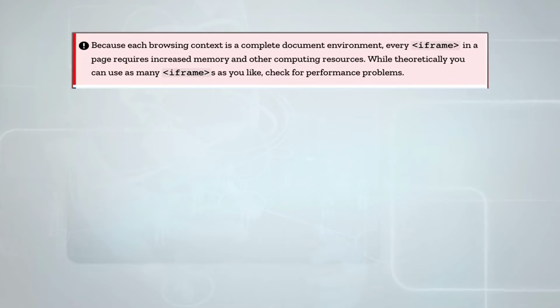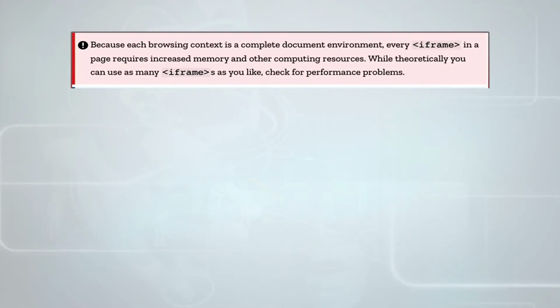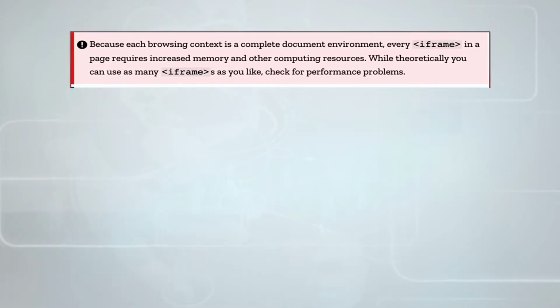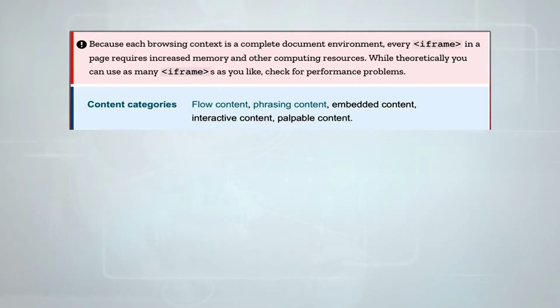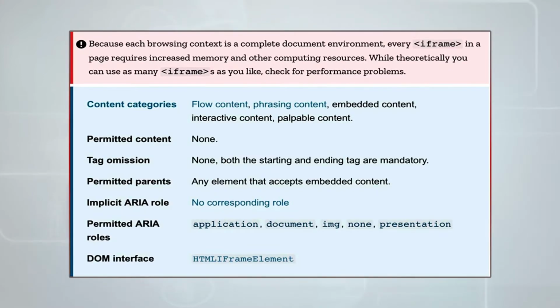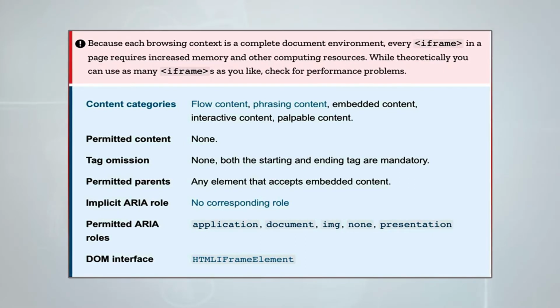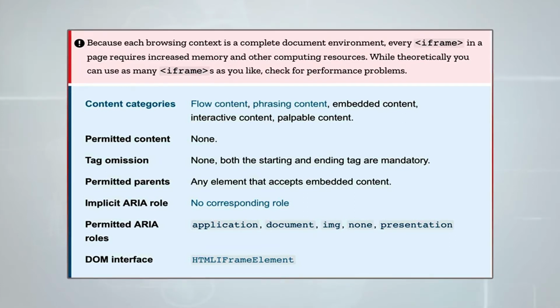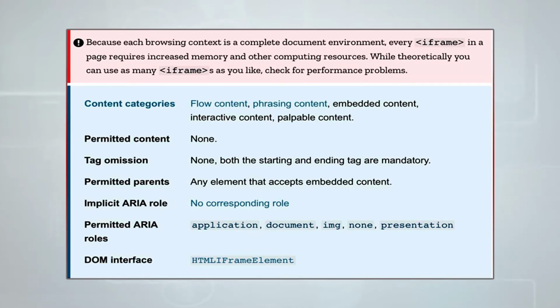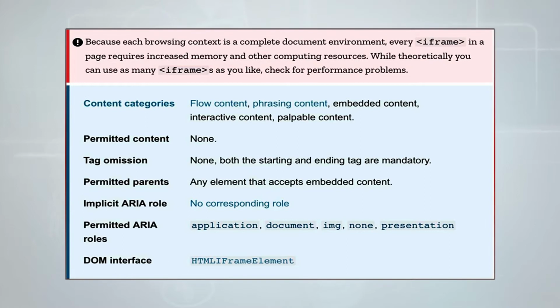you should watch for problems, because if you use the tags inappropriately, without visualizing the website, there may be performance issues. The content categories are flow content, phrasing content, embedded content, interactive content, and palpable content. The permitted content may be none, and regarding tag omission, it is none, as both the starting and ending tags are mandatory.